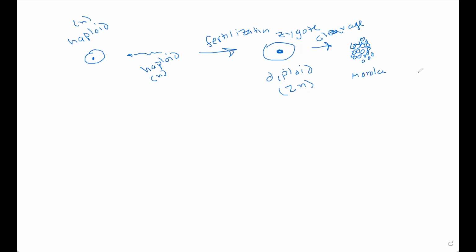Okay? This is all happening in the fallopian tube of the female. Okay? The morula works its way down the fallopian tube and eventually becomes something called a blastocyst. Okay? This will be the inner cell mass. That's going to become you eventually. And out here is what's called the trophoblast.